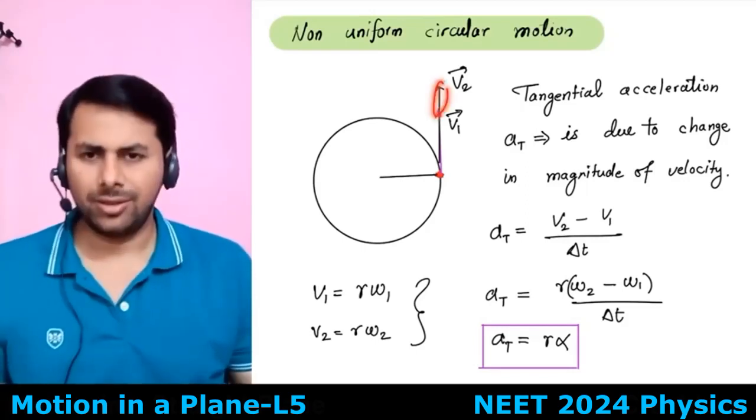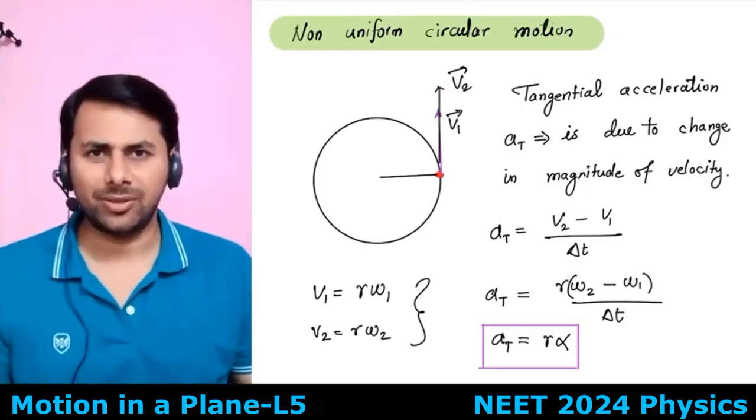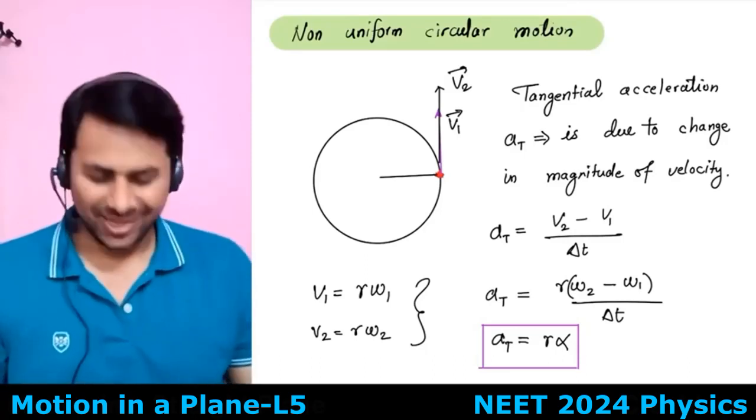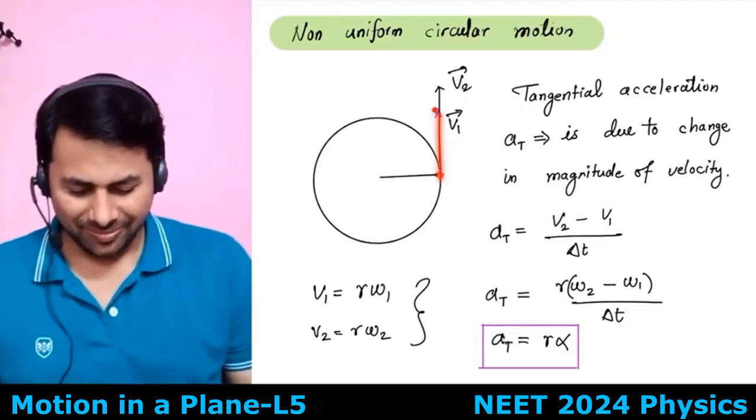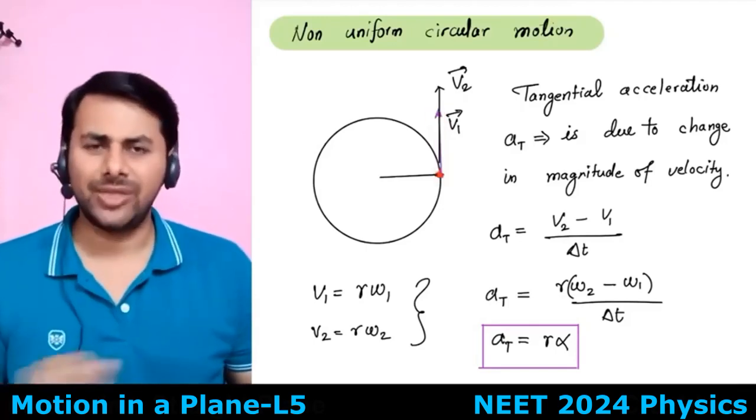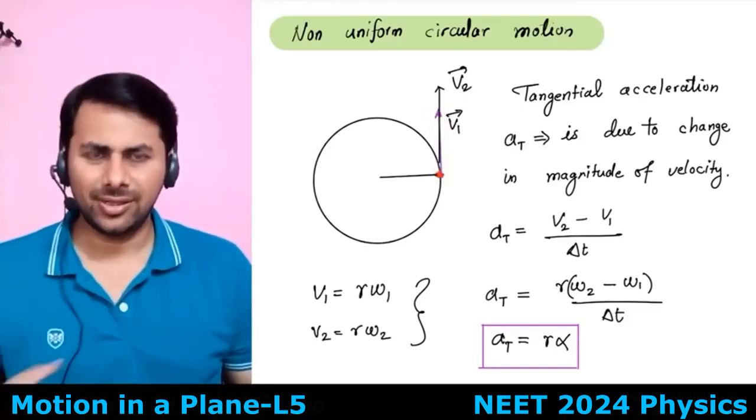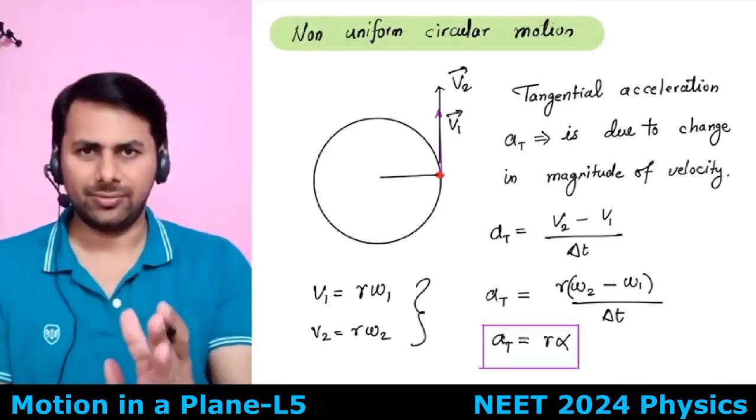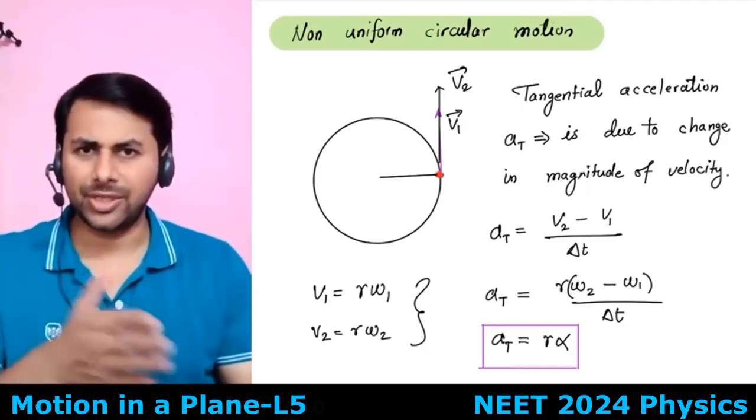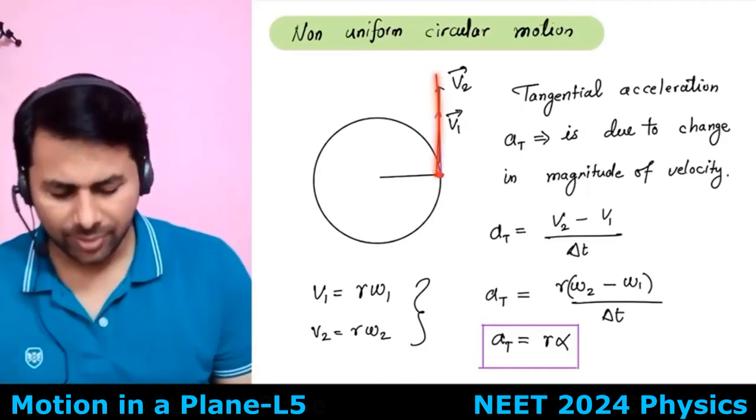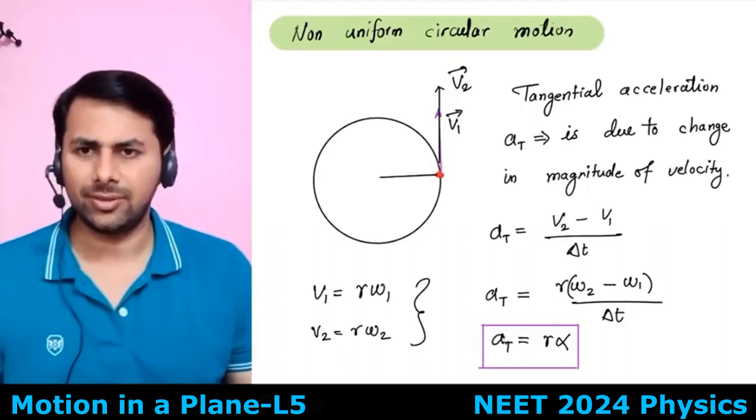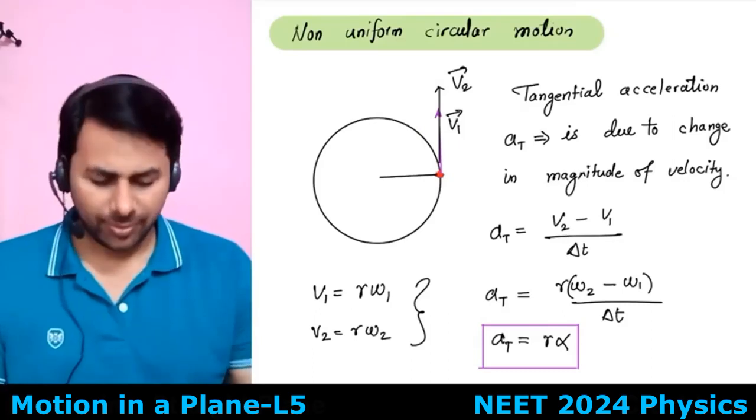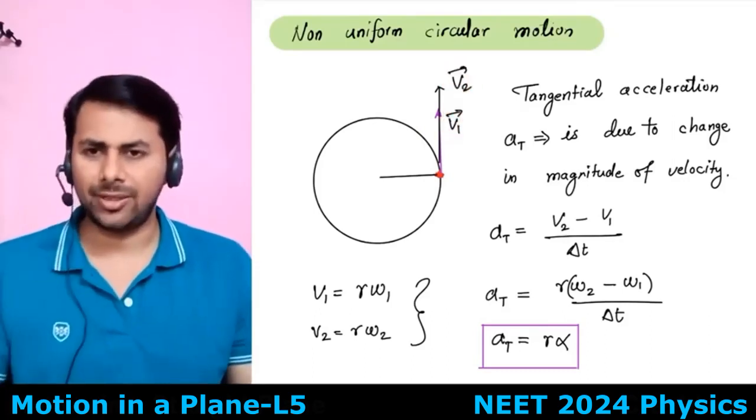What I'm saying is, just like when you play video games, sometimes you give a boost, right? If you have played NFS. Velocity changes within an instant. So direction hasn't changed much, but velocity changed. Or think like this, for simplicity, direction hasn't changed at all. The magnitude of velocity has changed. So now there will be acceleration because of this change in the magnitude of velocity.